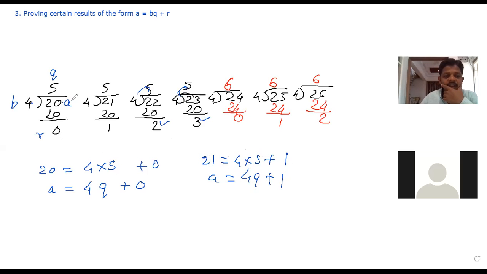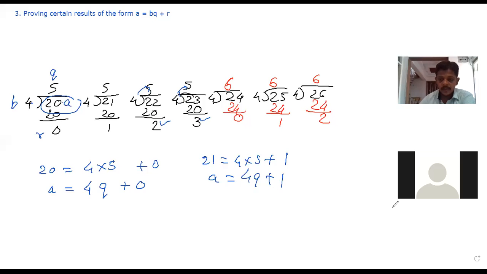Listen to me very carefully. When any integer A is divided by 4, it will either be 4q plus 0 or 4q plus 1 or 4q plus 2 or 4q plus 3. No other option. Am I clear? Let me check. Something from among these four will come.